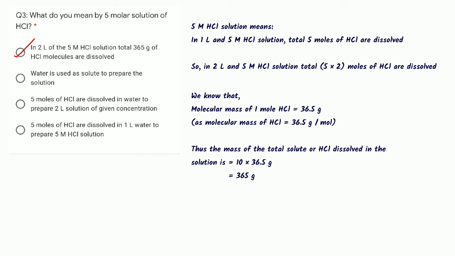So which one is your correct answer? Option 1, that means A: in 2 liters of the 5 molar HCl solution, a total of 365 grams of HCl is dissolved. Understand? So now coming to question number 4: if the density of concentrated sulfuric acid is 1.8 gram per liter, 98%, that means it is not totally pure, so 98% pure, then how many ml of concentrated sulfuric acid are required to prepare 1 liter of 0.1 molar dilute sulfuric acid solution, given the molar mass of the sulfuric acid is this amount.